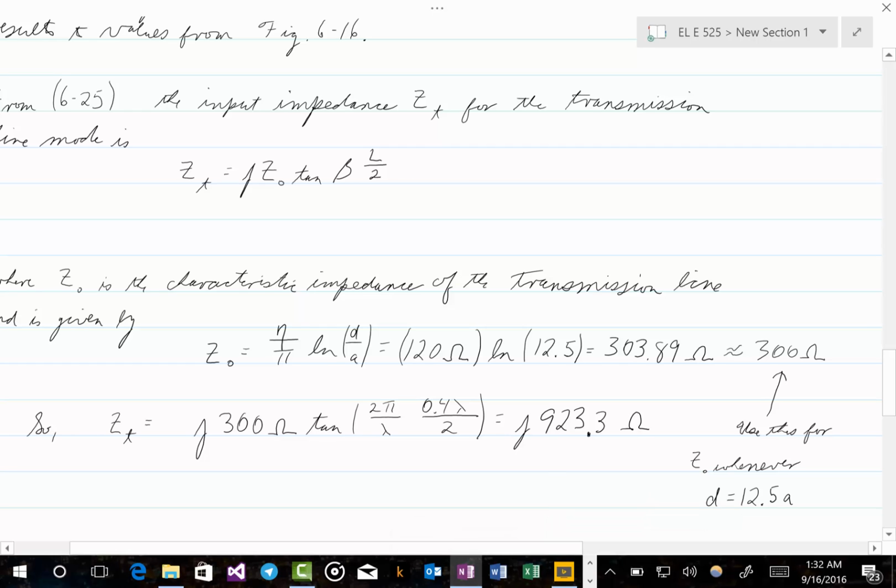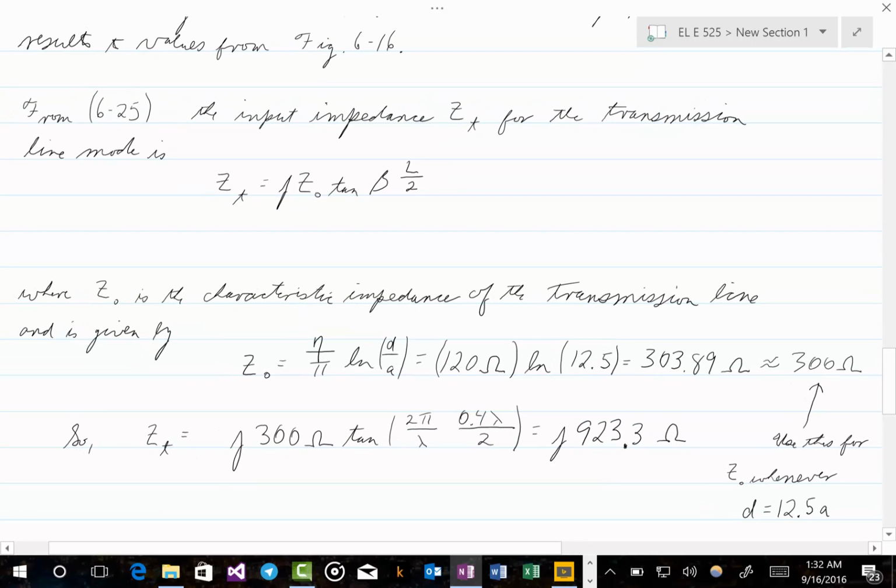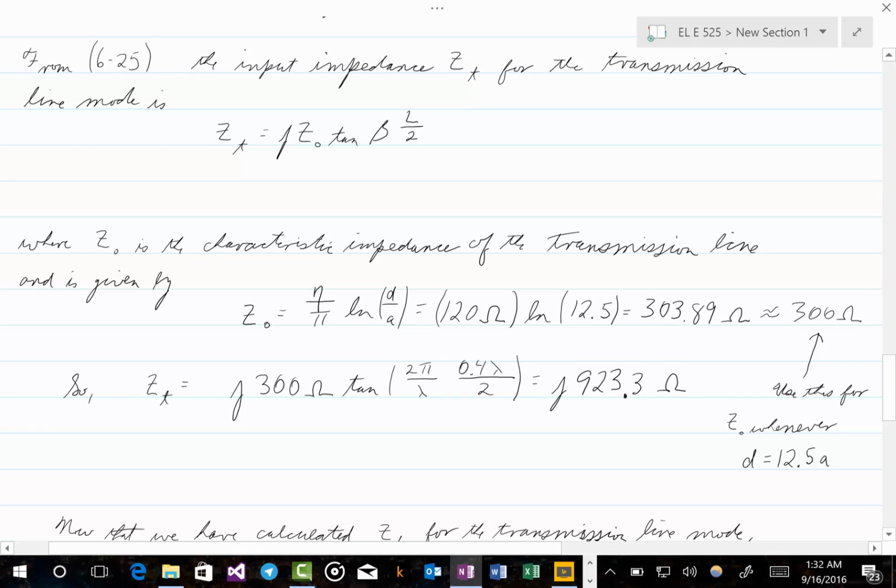So now that we have the characteristic impedance Z naught equal to 300 ohms, let's substitute that into this equation for the input impedance of the transmission line mode. When we do that, we get j times 300 ohms for that characteristic impedance times the tangent of beta, which is of course 2 pi over lambda, times L, and we're told that L in this case is 0.4 lambda, so we have 0.4 lambda over 2. And when we do this calculation, we will get j 923.3 ohms.